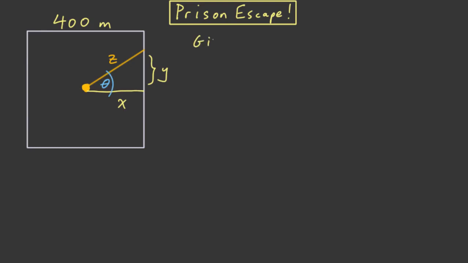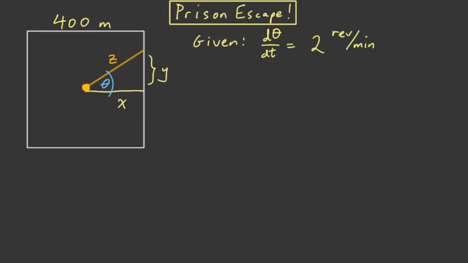Okay, what were we given? We know that the spotlight is rotating at 2 revolutions per minute, and that's telling us about how fast the angle in the middle is changing. So that's d theta dt.